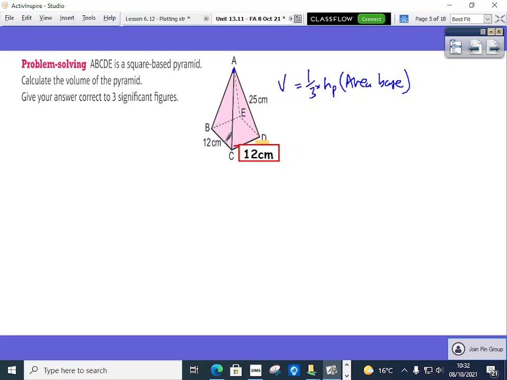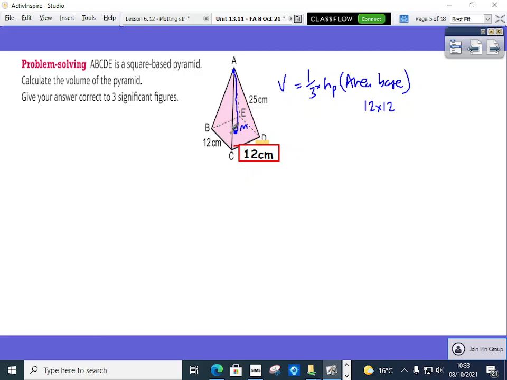Now, area of base is just 12 times 12. So I'm just going to write that there: 12 times 12, which is 144. I know I can deal with that. I know I've got this. The only thing that's troubling me is the perpendicular height, which is going from there and all the way down, bang in the center. I'm going to call that M, because it's the midpoint right in the middle of that square.